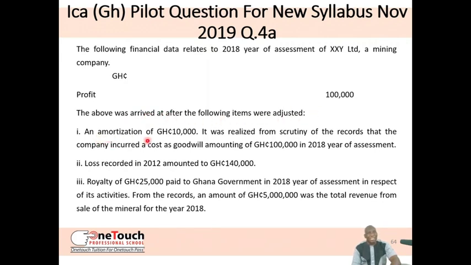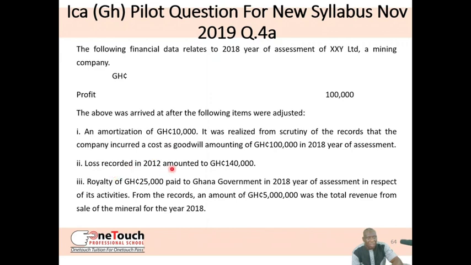Now, an amortization of 10,000. Okay, so what they are saying is that they have amortized. There's an amortized value of 10,000 which has been taken out before arriving at this 100,000. Now it was realized from scrutiny of the records that the company incurred a cost as goodwill amounting to 100,000 in the 2018 year of assessment. Remember, goodwill cannot be capitalized.